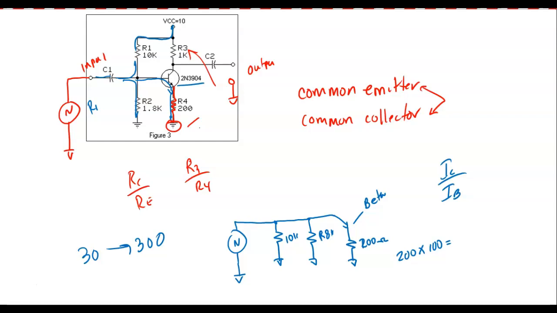So what would the input resistance be? What's 200 times 100? 20K, yeah, good. So what I do, I would say RIN would be equal to, what was the formula y'all learned in DC? 1 over 1 over 10K plus 1 over 1.8K plus 1 over 20K. Now I know my answer has got to be less than what? My 1.8K didn't show up down here, guys. I'm sorry.